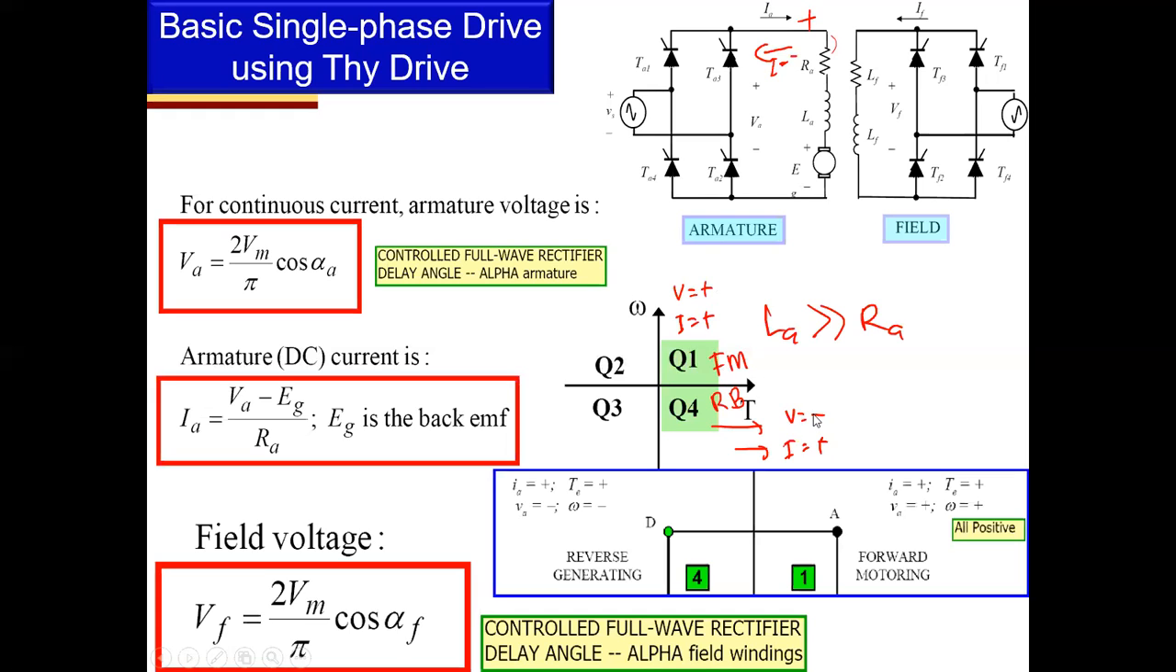The positive and negative voltage can be obtained by adjusting alpha beyond 90 degrees. If you have cos alpha beyond 90 degrees, for example cos 100, you will have a negative value. So a negative voltage is possible when you adjust this alpha, but the current cannot be changed from positive to negative because the SCR does not allow it.